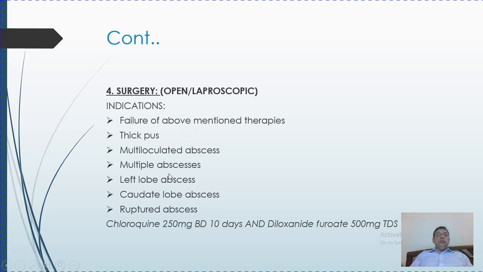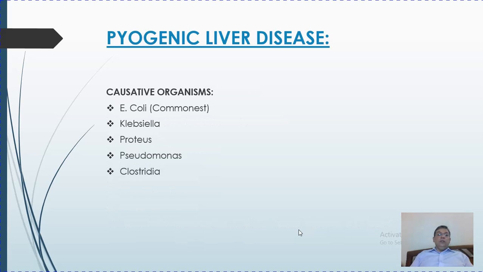Once these patients receive surgery and they have already received metronidazole, you need to give them chloroquine and diloxanide furoate for another couple of weeks to make sure that the disease is completely eradicated. Then the other kind of abscess that you can have in the liver is a pyogenic liver abscess.